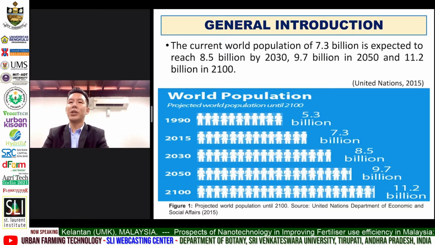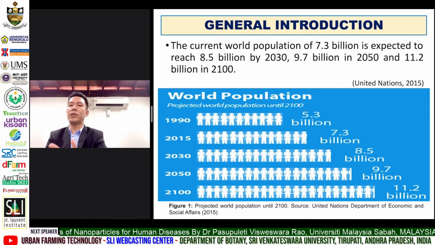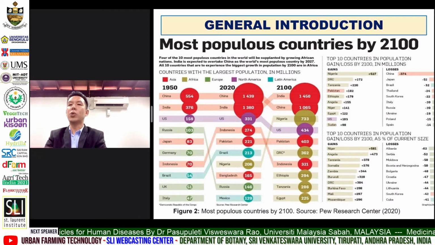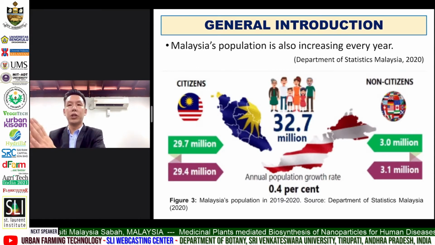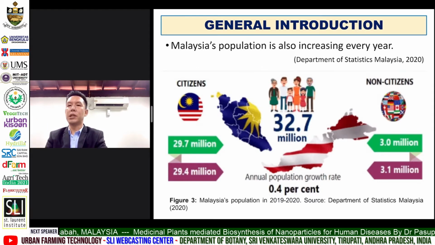According to the United Nations, the global population of 6.7 billion people is expected to reach 9.2 billion people by the year 2050. In this slide, you can see that by the year 2100, India, China, and Africa are going to be the top 3 countries having the highest population in the world. We also can see an increase in the population in Malaysia too. According to the Department of Statistics Malaysia, the population in Malaysia increased from 29.4 million people in the year 2019 to 29.7 million people in the year 2020.